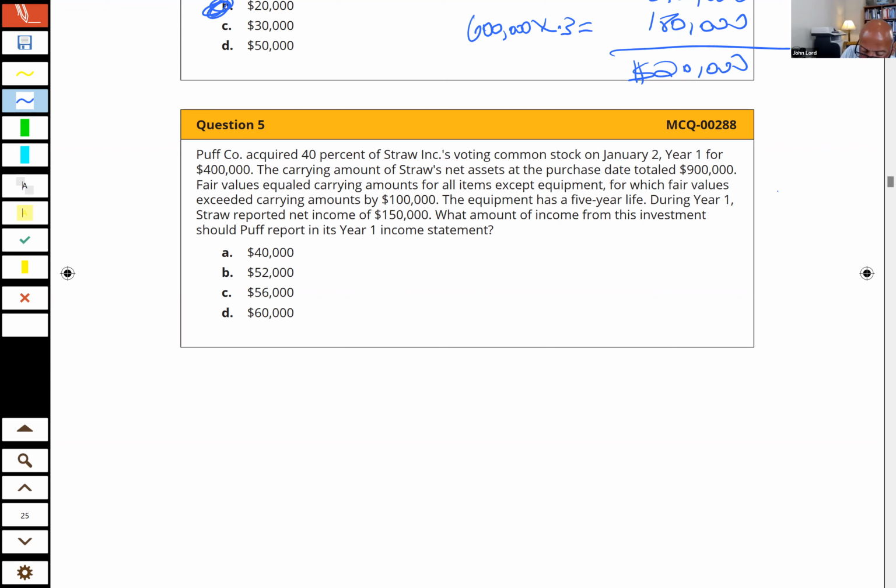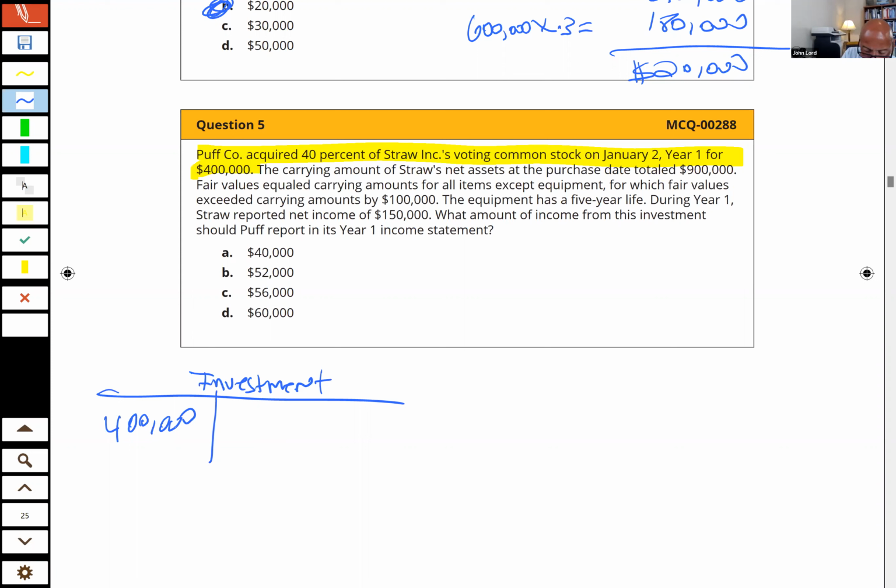So when I look at this question, they tell me that Puff acquired 40% of Straw Inc.'s voting stock for $400,000. So I know that they would have credited cash and debited the investment for $400,000. Then the carrying amount of Straw assets totaled $900,000, which equaled fair value for all items except equipment, for which fair values exceeded carrying amount by $100,000.